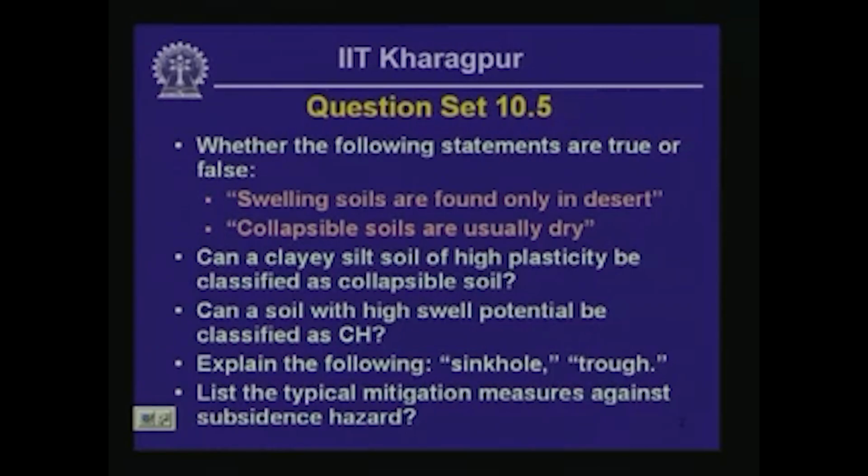Highly plastic soils comprising a lot of active clay minerals such as smectite form a very large chunk of swelling soils with high swell potential. So CH, or clay with high plasticity, can indeed be a likelihood of the classification of a swelling fine-grained soil. Then moving on to the next question, explain the following terms: sinkhole and trough.